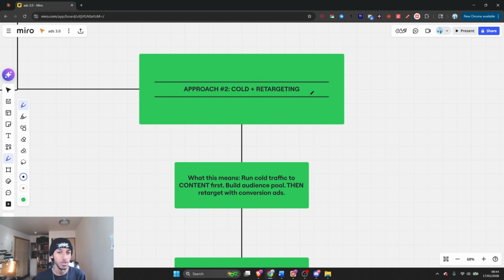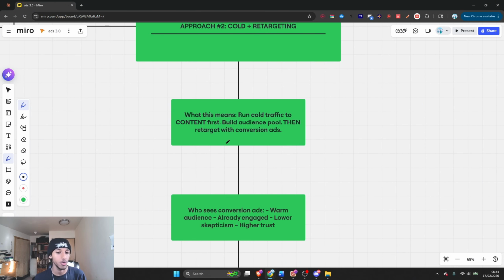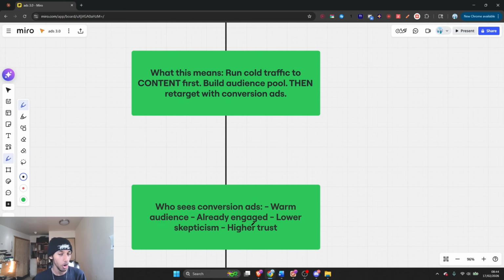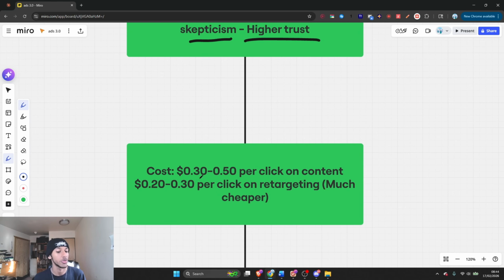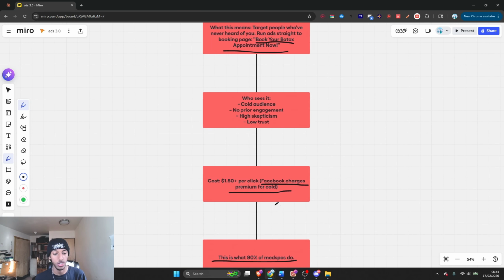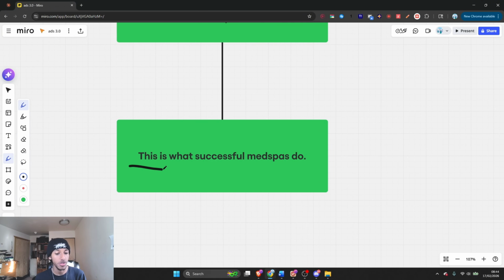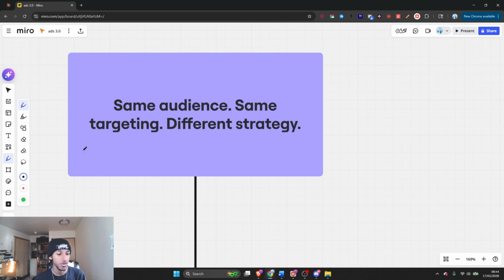But how about cold plus retargeting? What this means is that you're running cold traffic to content first. You build an audience pool and then retarget with conversion ads. Who sees this? Warm audience, people who are already engaged and know who you are, lower skepticism, which is an important thing, and higher trust. The cost is going to be around 30 to 50 cents per click on content, 20 to 30 cents per click on retargeting, much cheaper compared to the $1.50. And this is what successful med spas do. Same audience, same targeting, but different strategy.